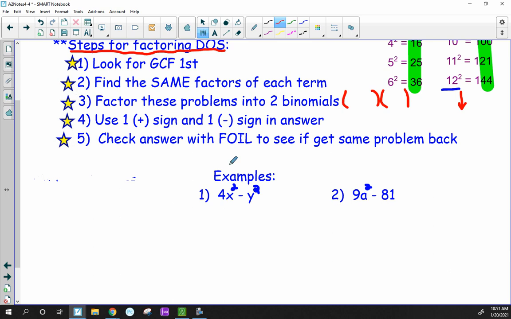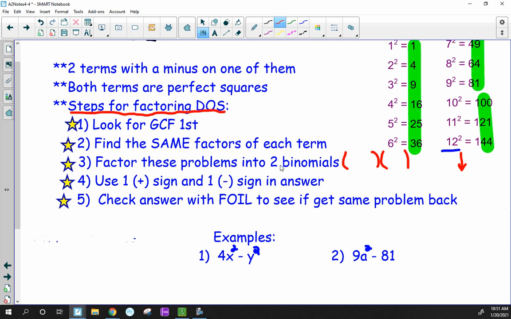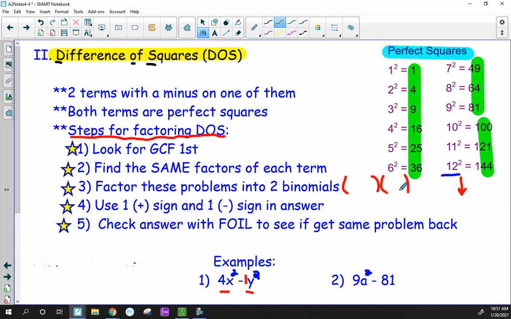Number 1, 4x to the second minus y to the second. Please notice, obviously there are two terms here. There is a minus sign. Notice the numbers involved are 4 and 1, and since 4 and 1 are both in this list, and the powers are both 2, this is a classic example of DOS. So we are allowed to follow these steps to find the answer.